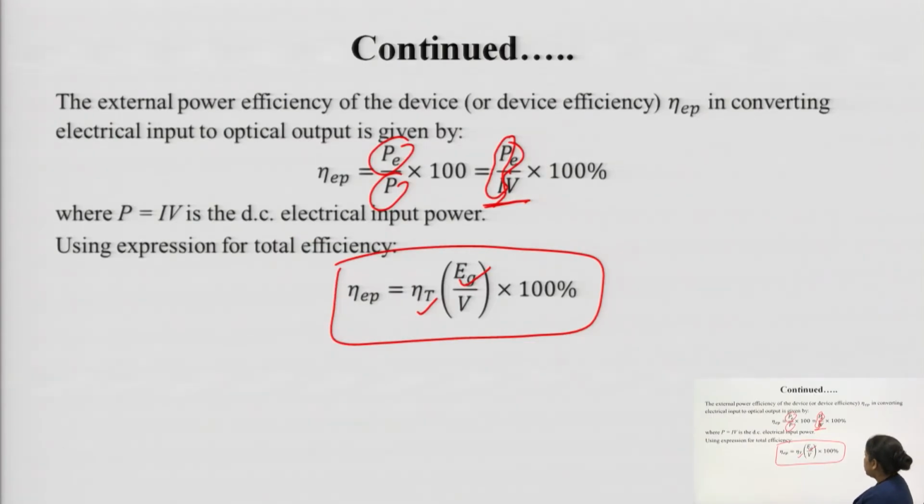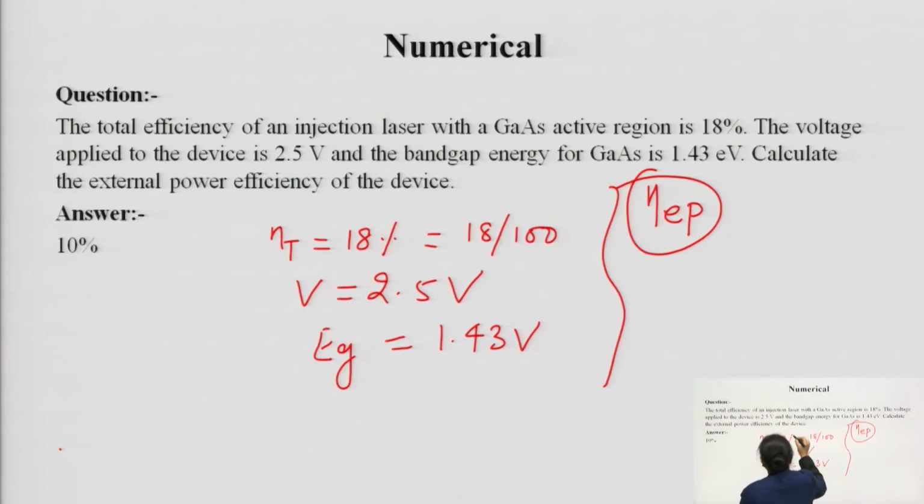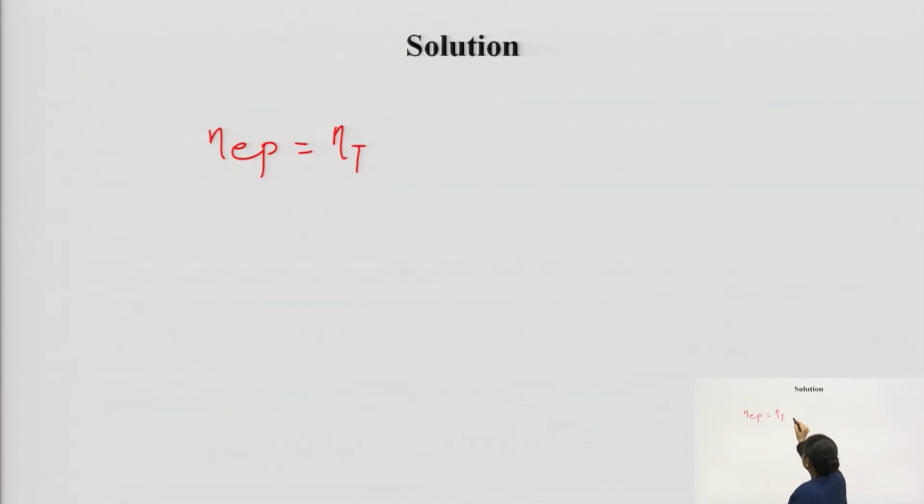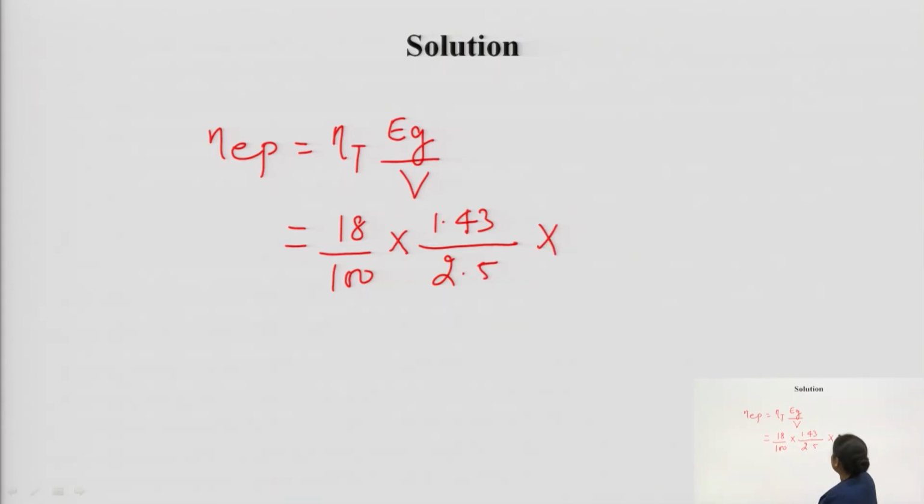Now, which formula can be used for calculating this? So, let us do this. NEP is equal to NT, already seen by you, times Eg upon V into 100%. So, what is NT here? NT is 18 by 100, Eg is 1.43, and V is your 2.5 volt, and we want the result in percentage.